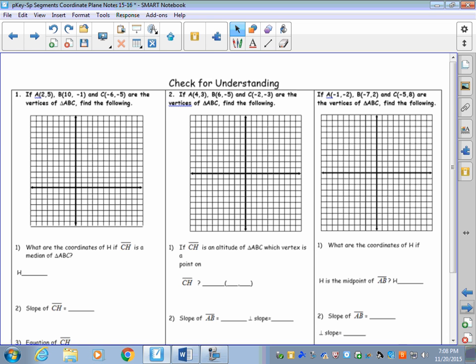Write what are the coordinates of H and CH is a median. So we're dealing with median, so we need to now follow the steps to help draw and write the equation to the median. So 3 problems for you to do for me to check on Monday.